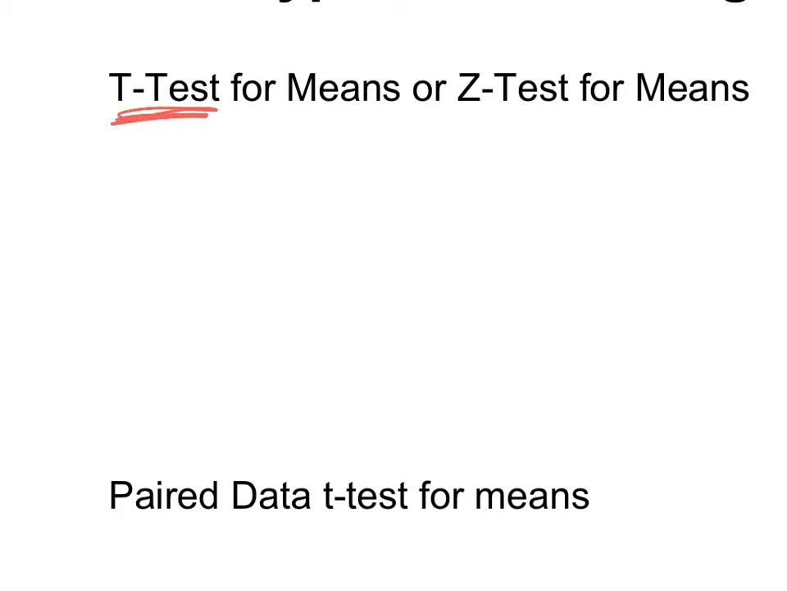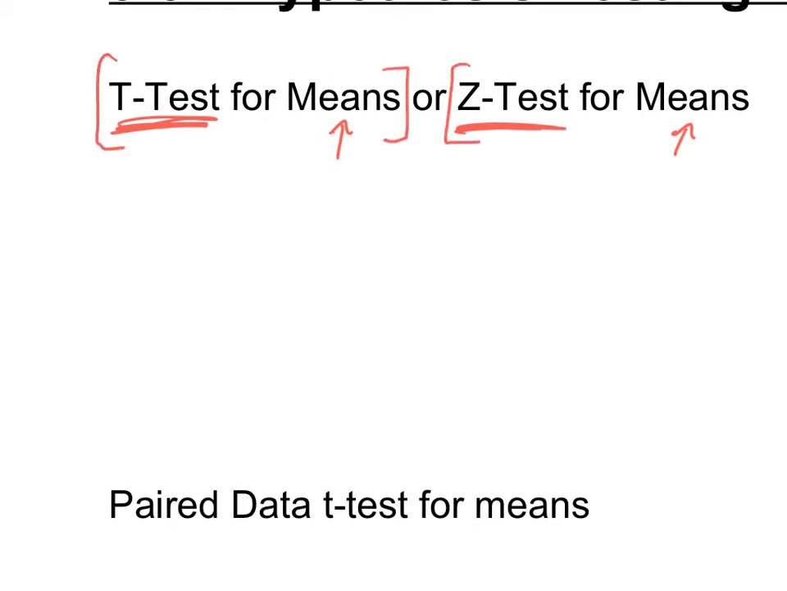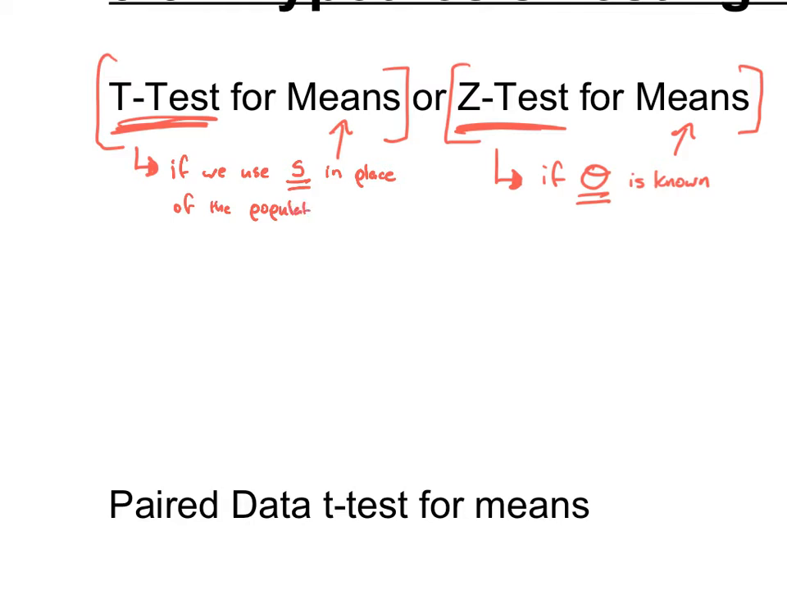right? There's this thing called T and there's this thing called Z, right? So we're dealing with means on both of these, but we want to talk about what's the difference between those. So if we are going to run a T test versus a Z test for means, let's first talk about Z tests. So we're going to run a Z test if the population standard deviation is known to us, right? And then we're going to run a t test, we'll always run t test or t interval if we use the sample standard deviation in place of the population standard deviation. Right? So that's going to be the difference between those two.